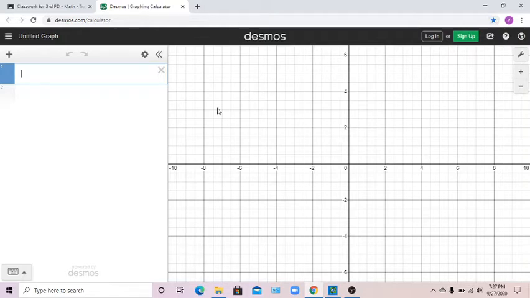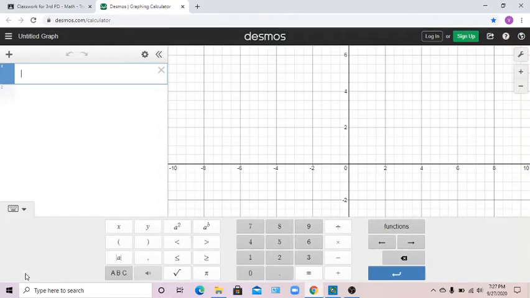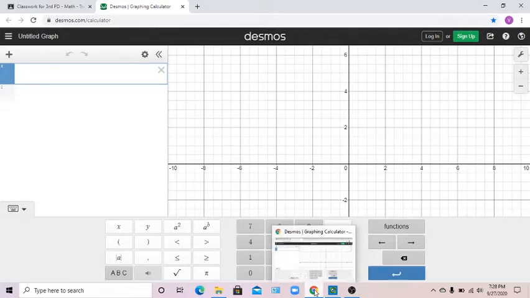Okay, so for this one, at the bottom left, there should be a keyboard icon. Once you scroll over, it'll say show keyboard. Go ahead and click on the arrow that's pointing up, and then there's your keyboard to type in whatever functions you need to type in. Okay, so I'm going to switch between this and your notes.